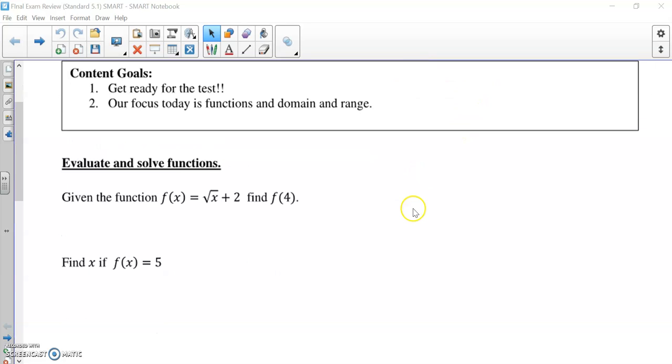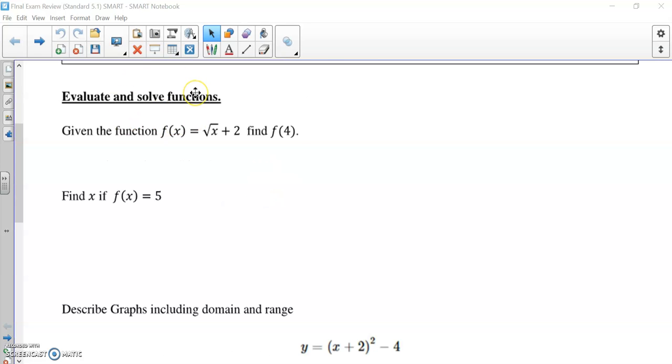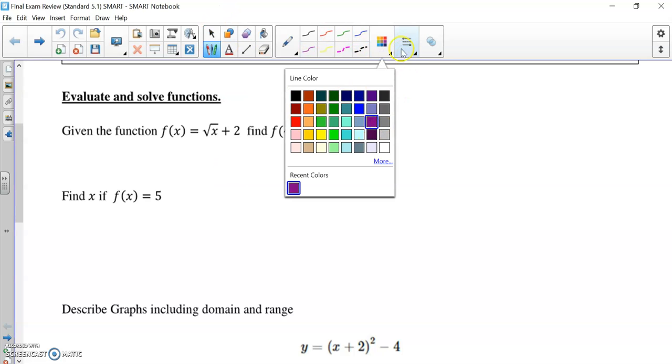This one is working on functions themselves as well as finding the domain and range of certain functions from their graphs. So this first part, where we are evaluating and solving functions, there are typically two pieces. One piece I'll ask you to find f of something, and then the other piece is when I'll ask you to find x when f of x is equal to something. So for this first one, this is the easier one.